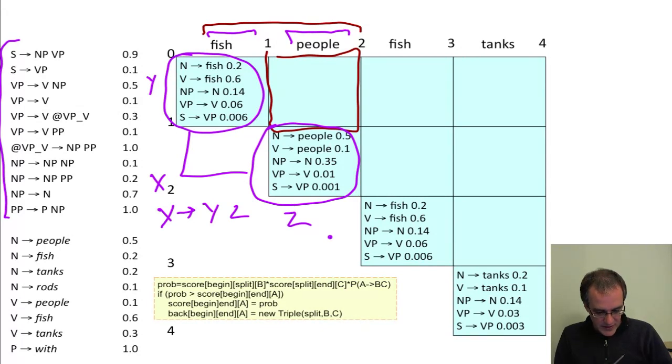So what of that sort can we do? Well, there are no binary rules that have an N on the right hand side, only a unary rule, so we won't be able to do anything with the N. If we look at this V here, that could be made with that rule, so that's something that we can make. So look, we've got a VP goes to V NP, and so that means we can make a VP in this cell, and the probability of it will be 0.6 times 0.35 times the probability of this rule.